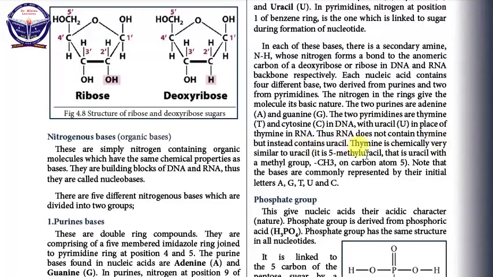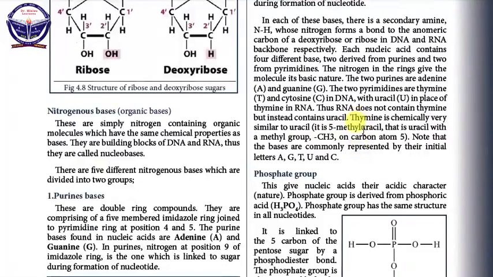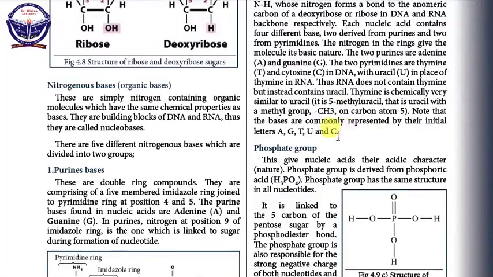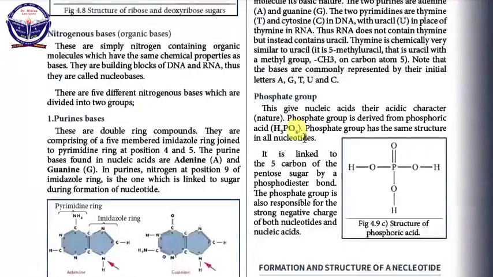It is 5-methyl-uracil. Thymine, it is 5-methyl-uracil. That is uracil with a methyl group on carbon number 5. Note that the bases are commonly represented by their initial letters A, G, T, U, and C.